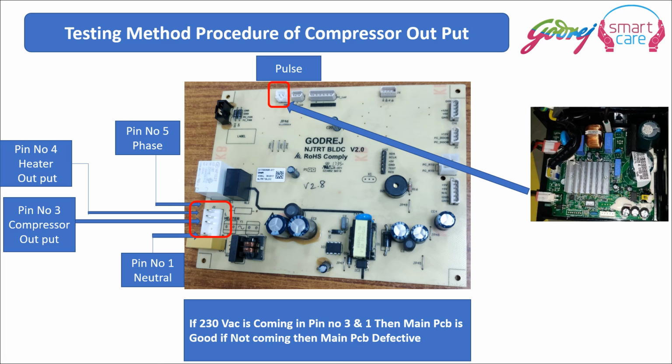Here also there are various pins which are shown. To the left, if you see, pin number 5 is phase, pin number 4 is the heater output, pin number 3 is the compressor output, pin number 1 is the neutral. So pin number 1 and pin number 5 are the phase and neutral incoming, and pin number 4 is the heater outgoing, pin number 3 is the compressor outgoing. This is the white connector, the thick white connector to the left at the bottom.